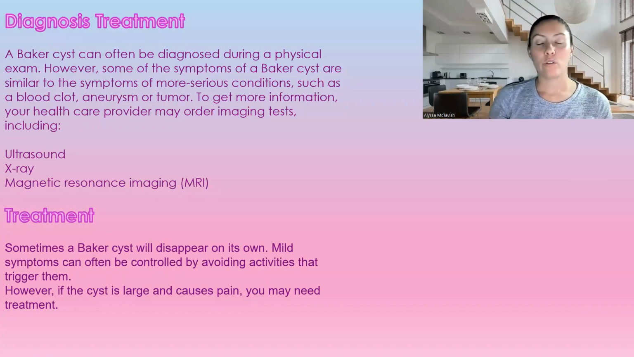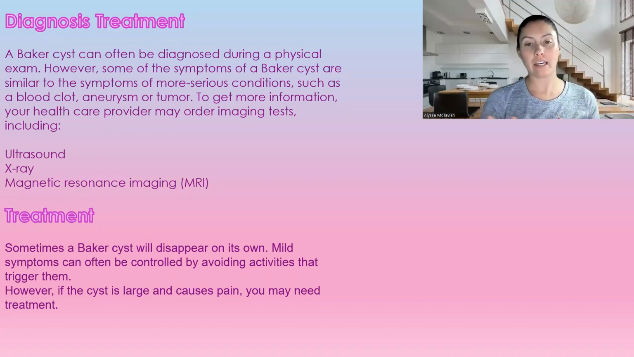So, diagnosing. Normally it can just be diagnosed during a physical exam. However, some of the symptoms of a Baker's cyst are similar to more serious conditions, such as a blood clot, aneurysm, or tumor. So your doctor may want to order more specific tests if they are not 100% sure. They can order an ultrasound, x-ray, or MRI.